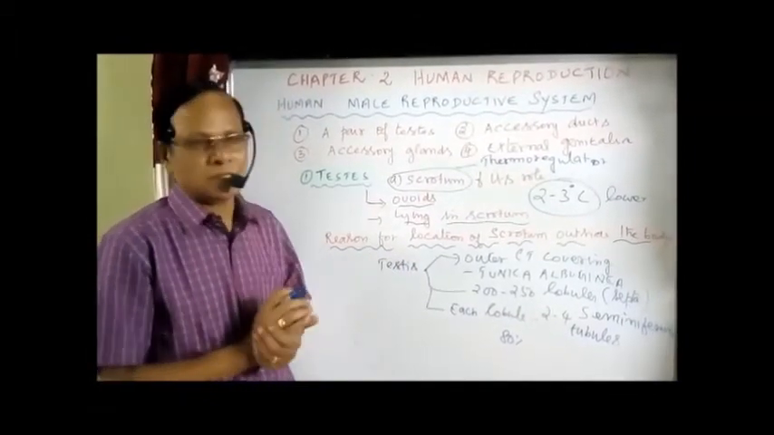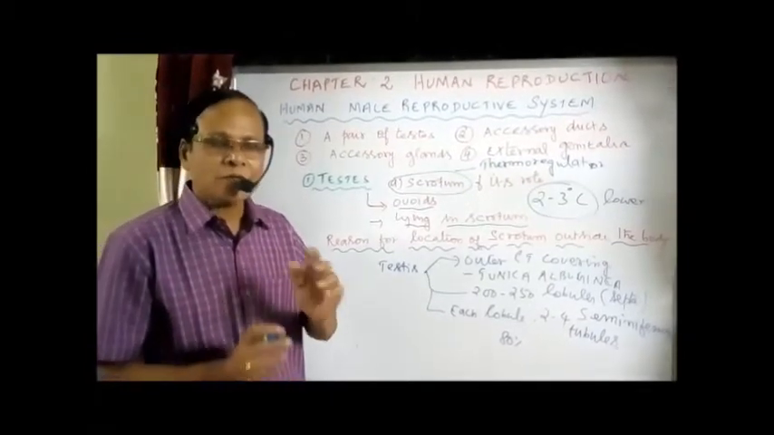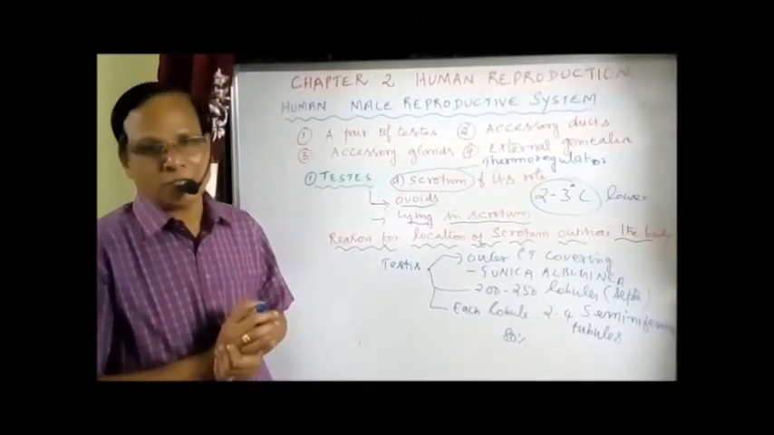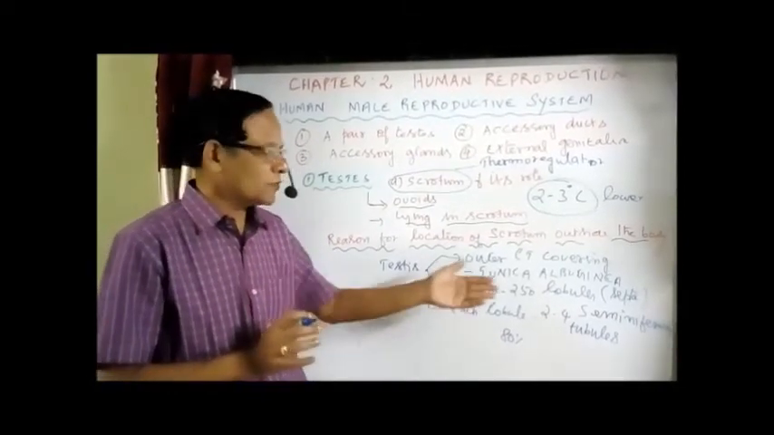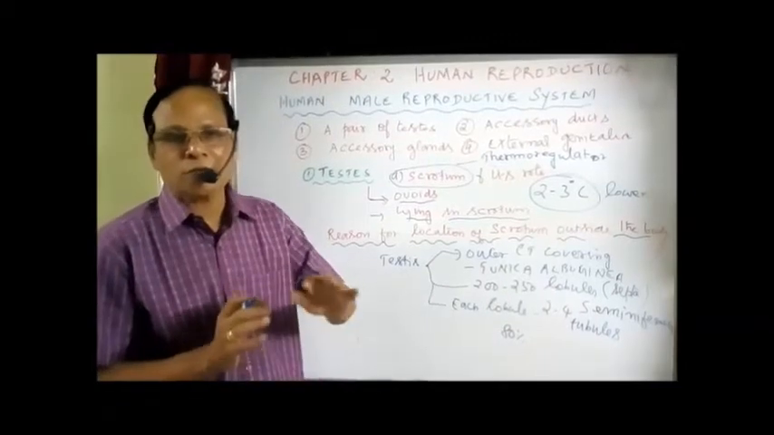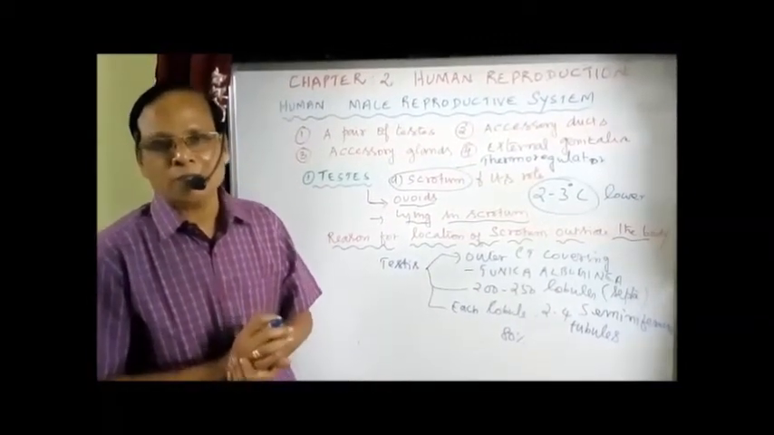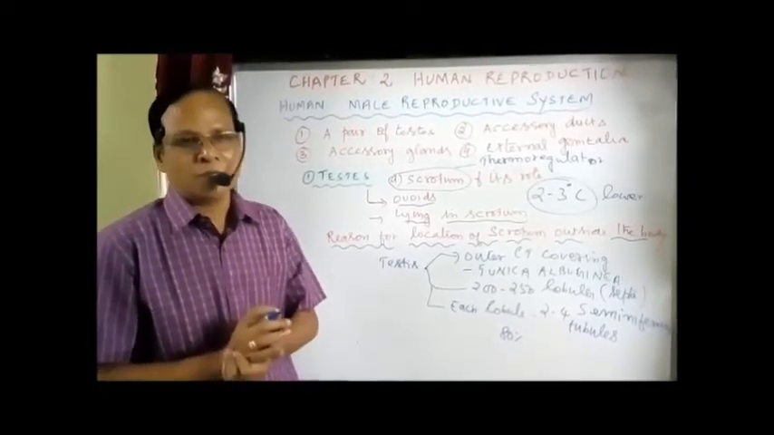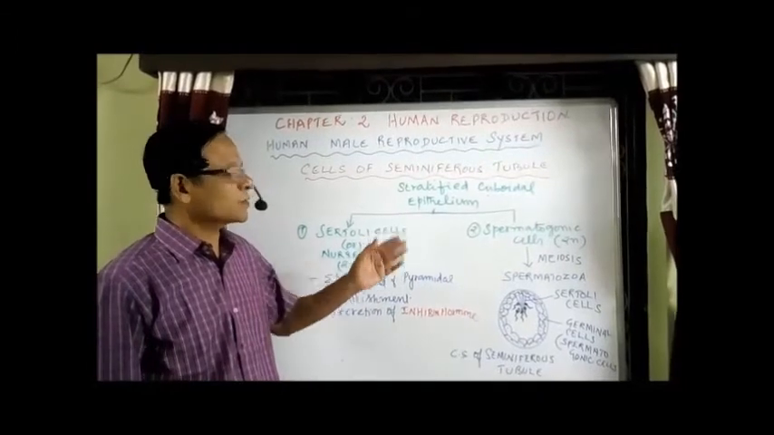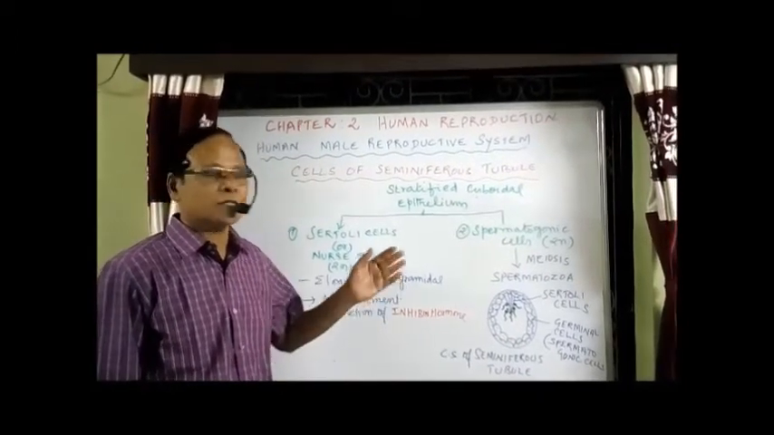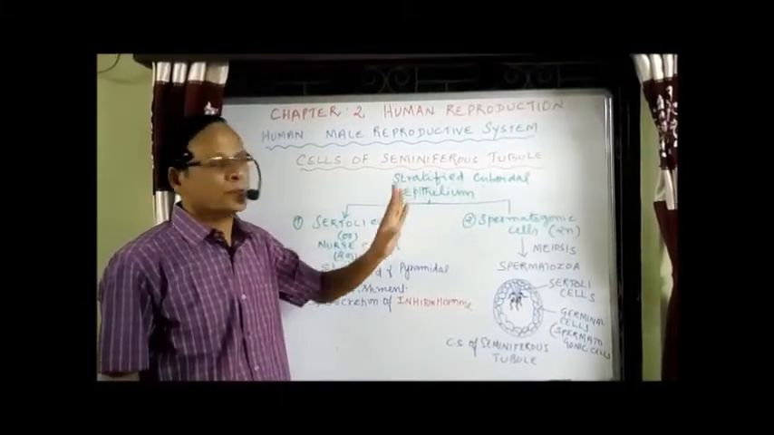That's about the testis. If you make a cross section of a seminiferous tubule, it is lined with germinal cells in the form of stratified epithelium, that is, cuboidal epithelium. Now I'll show that with a simple picture. What are the cells present in the seminiferous tubule, the unit of the testis? It is formed of stratified cuboidal epithelium.